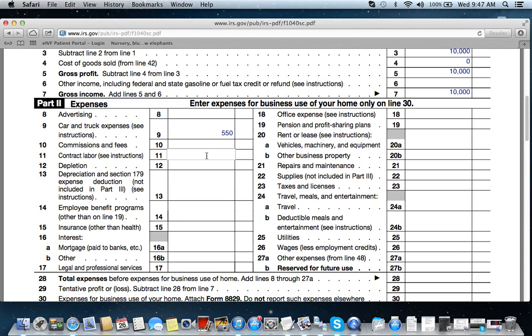Contract labor, if you had someone that you had a 1099, you could list it here. It could also go up above under cost of goods sold. It kind of depends. You might want to talk to a tax professional if you're having trouble deciding there. Depletion, you're most likely not going to have to worry about.